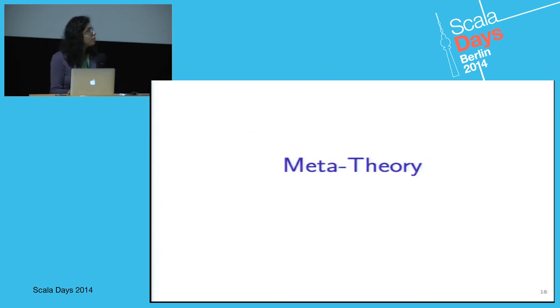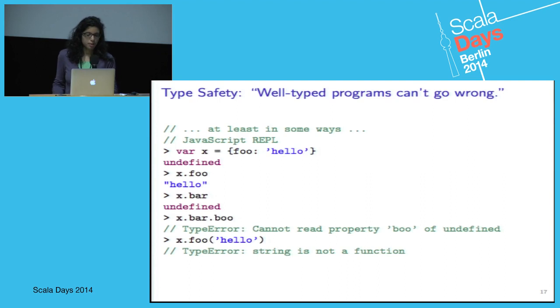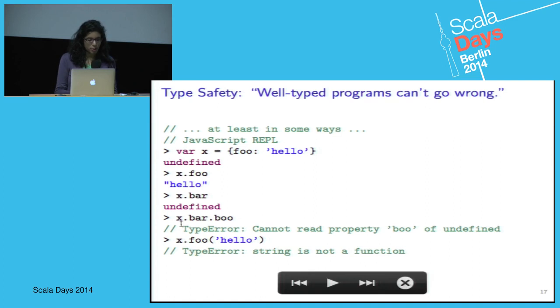Okay, so now I just want to give you a sense of the challenge in the metatheory. How do we prove that a calculus like DOT is sound, and what does it mean? The main thing we want to show is that well-typed programs can't go wrong. Here I'm using JavaScript, for example. In JavaScript, if you do a field selection on undefined, then you get this type error: cannot read property bool of undefined.